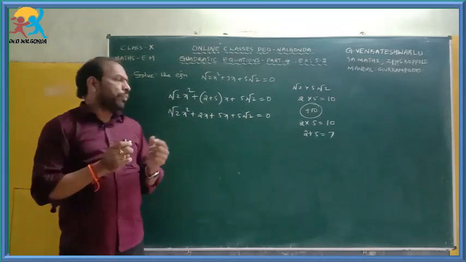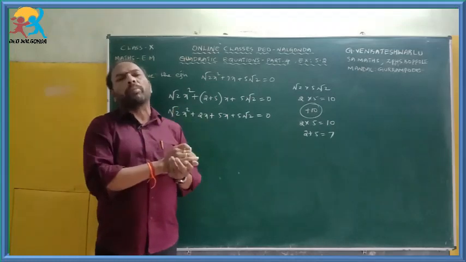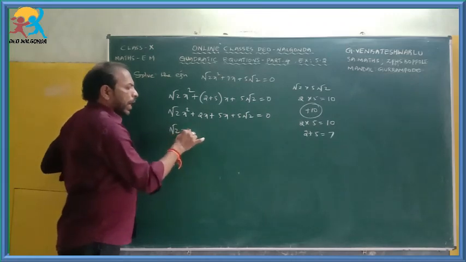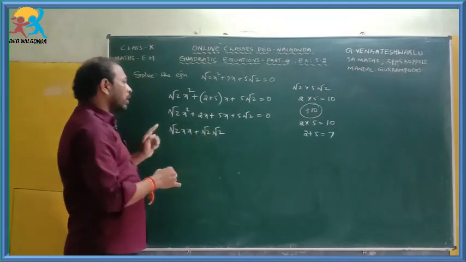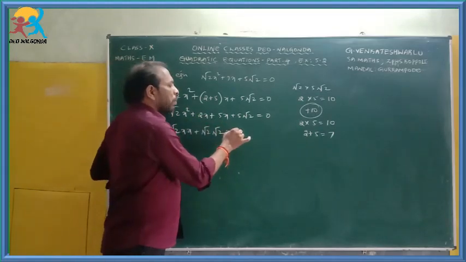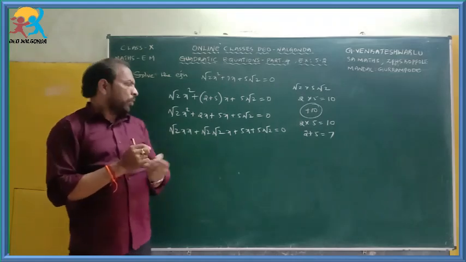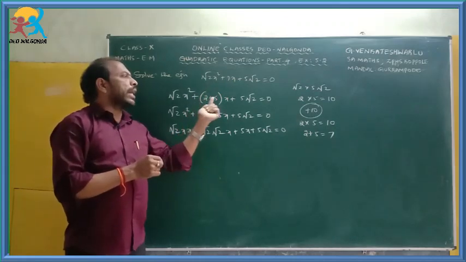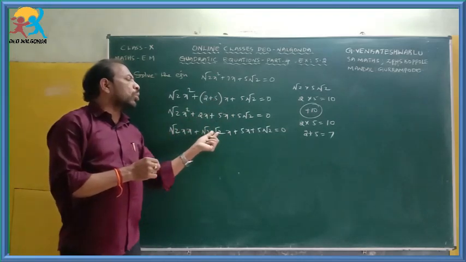Look at here. First of all, the first two terms are taken as one combination, and the second two terms as another combination. From the first two terms, root 2 times x square means x into x, plus 2 is written as root 2 into root 2. Whereas 7 is written as 2 plus 5, and according to right distributive, 2 into x is 2x plus 5 into x is 5x.